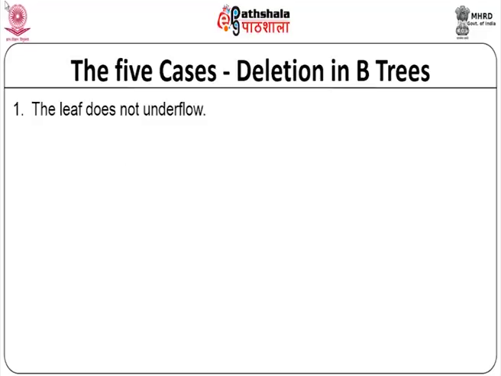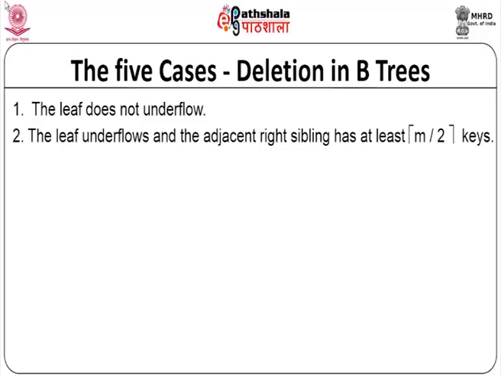First, the leaf does not underflow. Second, the leaf underflows and the adjacent right sibling has at least m/2 keys. It should not have m/2 minus 1, because then if you borrow it becomes less, I mean it violates the lower bound. So, at least m/2, then perform a left key rotation. So, the right sibling contains more, left key rotation.